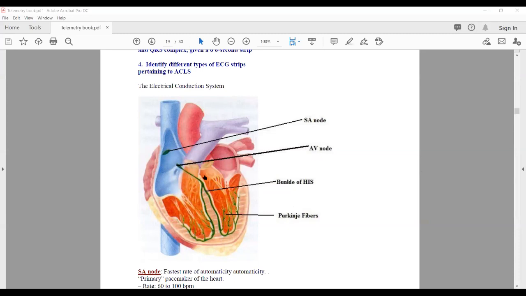From the AV node, this node is going to electrify and stimulate both atria, okay? Both atria are going to be stimulated. And then in the septum of the heart, we have our bundle of His, or they say the His bundle. And the His bundle can beat between 20 and 40 beats per minute. And from the bundle of His, we are going to go through different bundle branches on either side of the heart. And this is all taking place in the myocardium, right?